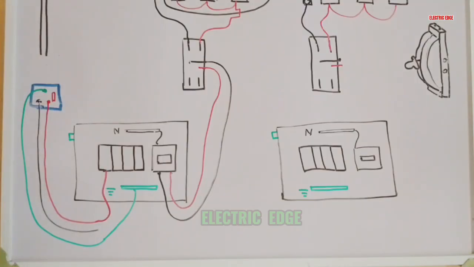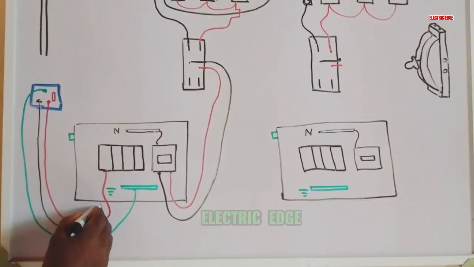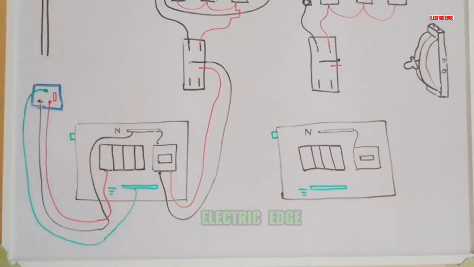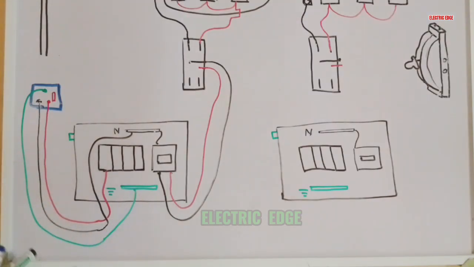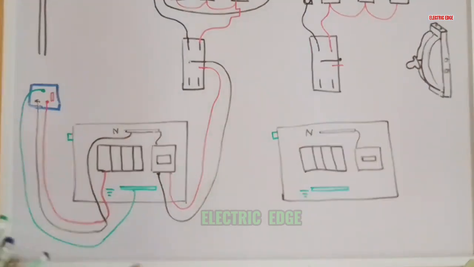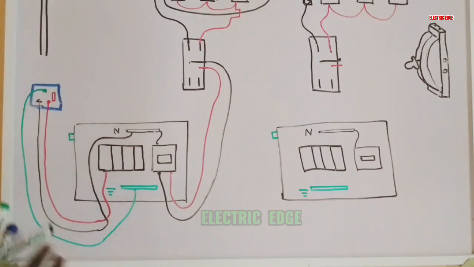Then the neutral will locate the neutral bar. Look at the neutral. The neutral will enter. It will locate the neutral bar. That is how it is connected. What we have just done is we've taken the supply to the DB and the DB to all the circuits.